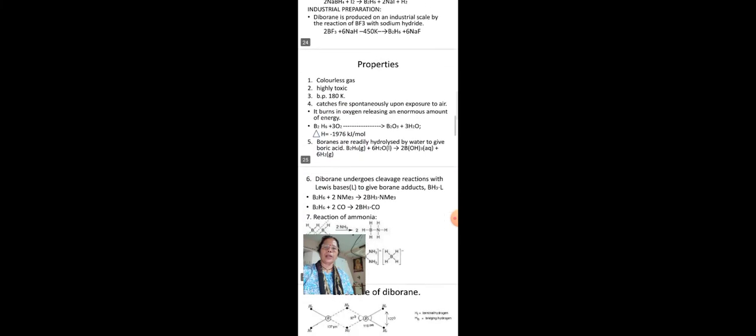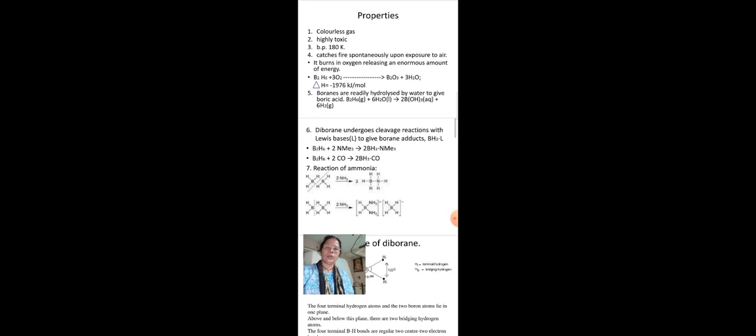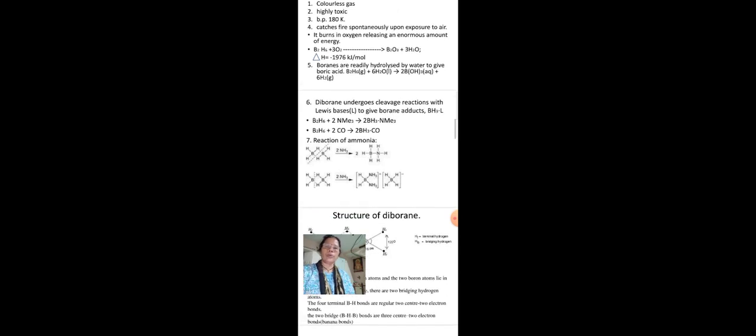Properties: it is a colorless gas, highly toxic, boiling point 180 K, and catches fire spontaneously upon exposure to air. It burns in oxygen, releasing an enormous amount of energy, so it is highly flammable. B₂H₆ + 3O₂ gives B₂O₃ + 3H₂O, ΔH = −1976 kJ per mole. Boranes are readily hydrolyzed by water to give boric acid. The reaction shown here: B₂H₆ + 6H₂O gives 2B(OH)₃(aq) and 6H₂ gas which is liberated.